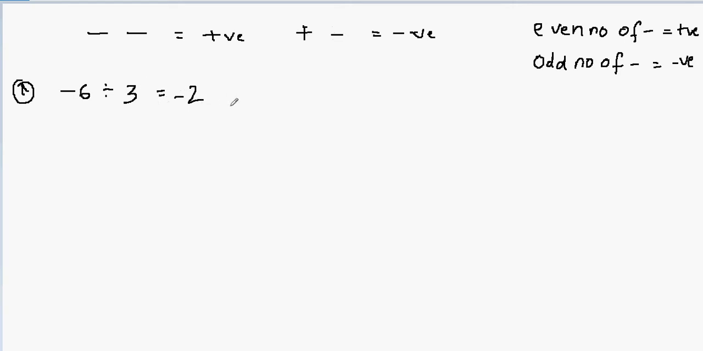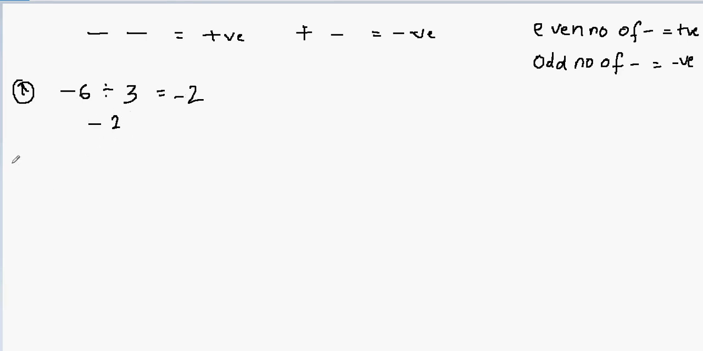Or you could do it the other way. You can write the sign first. You know for sure that this number is negative and this number is positive, and when you divide numbers with opposite signs, you get a negative result. So you can put the negative sign first, and then divide. 6 divided by 3 will give me 2. Both techniques will work. If you are the person who forgets about the sign, then I would really suggest you follow this method.